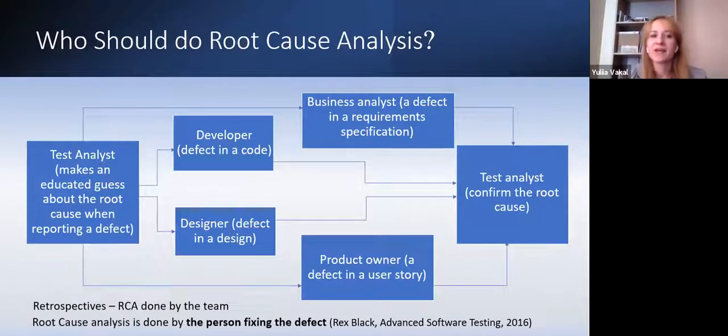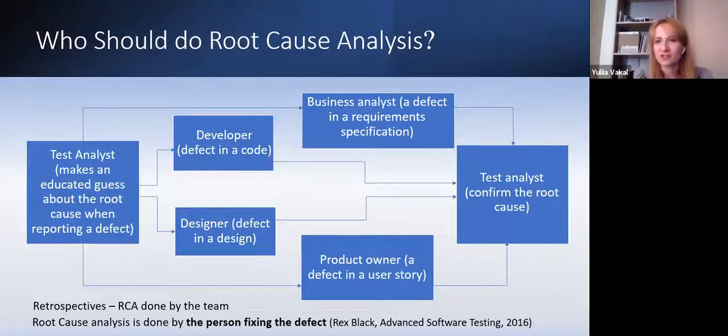Yeah, that's another way of looking at root cause analysis. It could be done, but it's more in software development. So if you find a defect, this defect is reported by a test analyst, and the test analyst tries to make an educated guess where it could be, in which area it could be, and basically what's the cause. Then the developer, if it's a problem in the code, does the root cause analysis during the fixing, or it could be a designer if the defect is in design, or a business analyst, or just the product owner. So it depends on the area in which it was introduced.